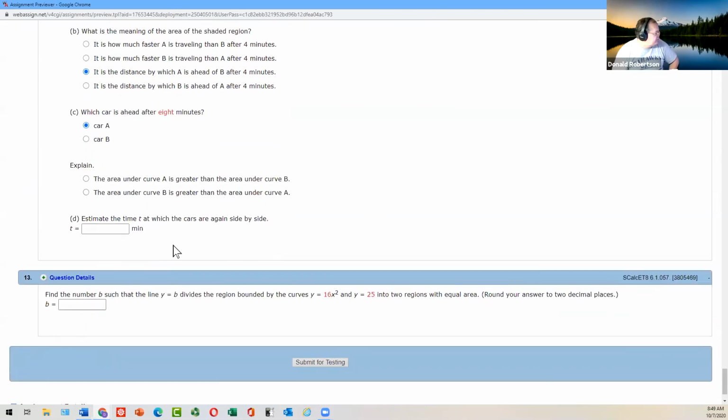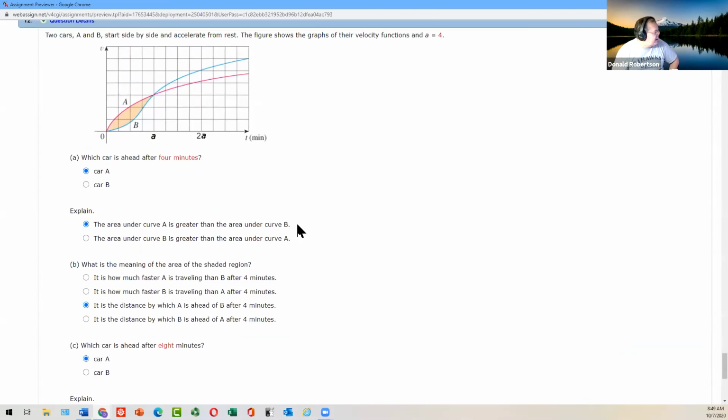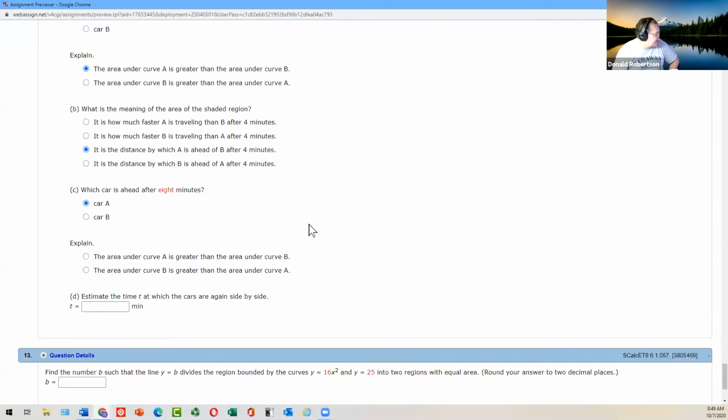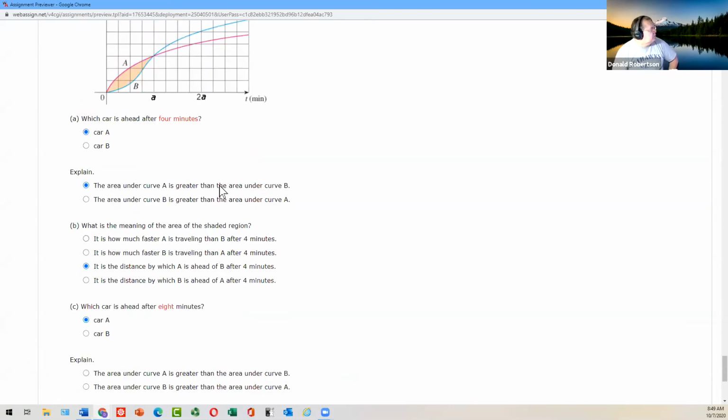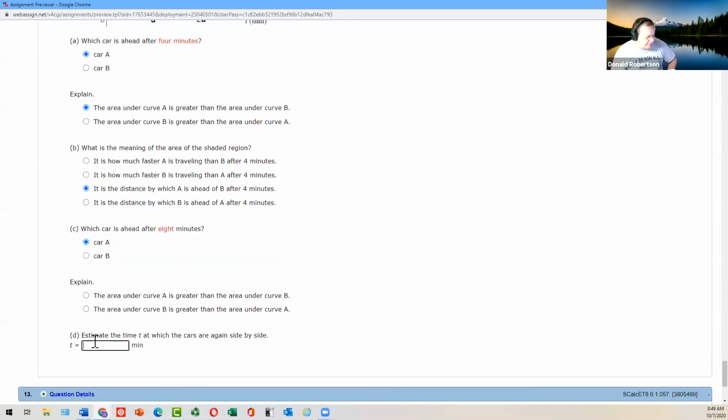And it says estimate when you think the two meet. I don't know how to estimate, so I'm going to try and guesstimate. And my guesstimate is 9. And of course you get 3 guesses, so if 9 doesn't work, pick 10 and pick 11, and one of the two will work. And that is a good place.